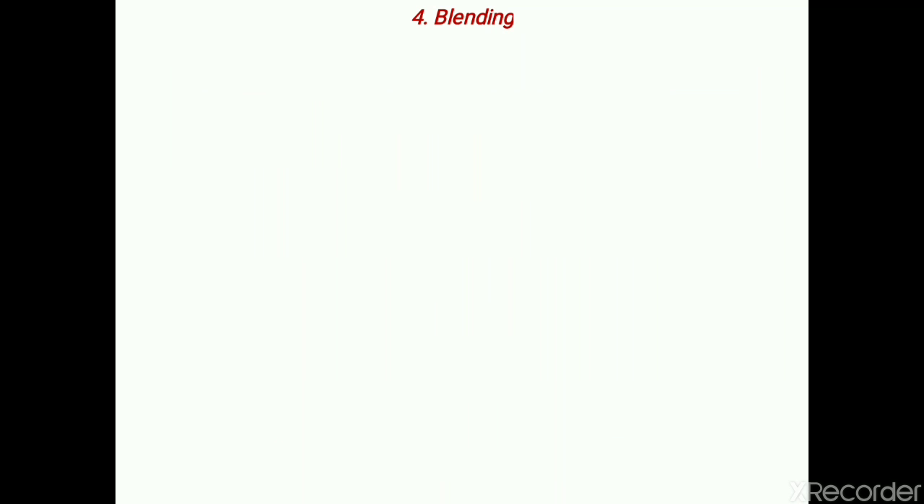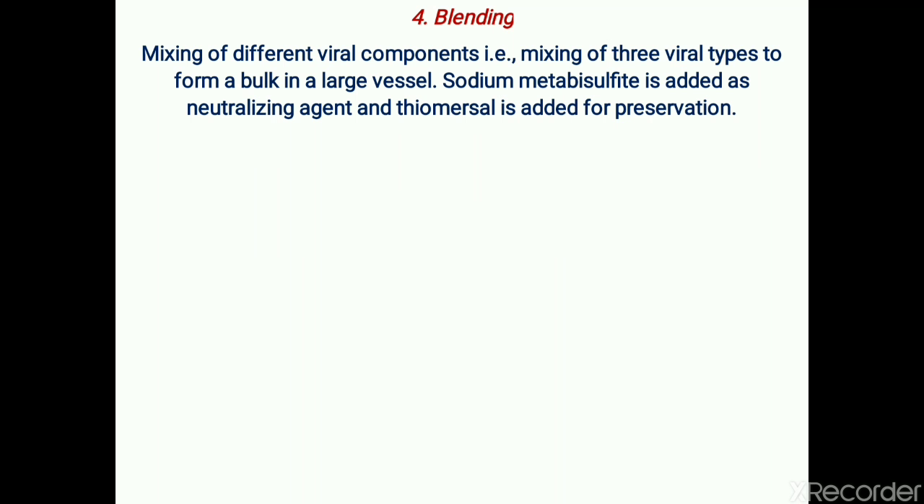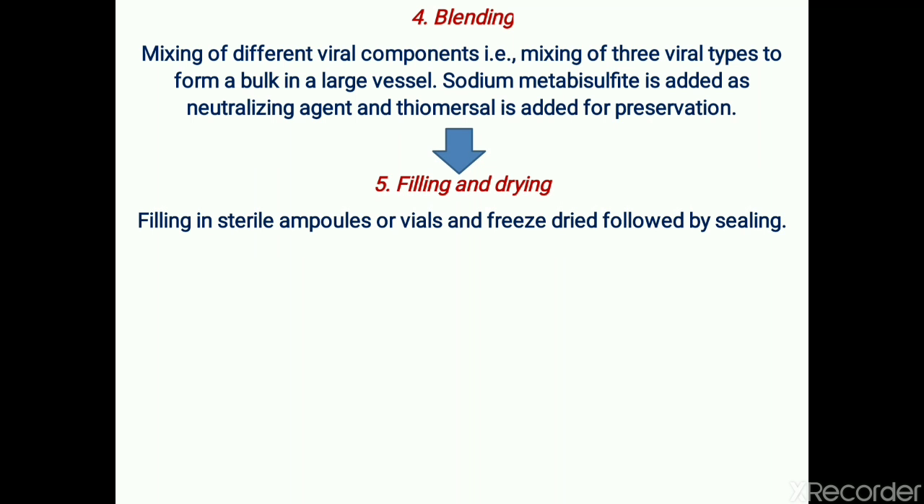The next step is blending. In simple words, blending means mixing of different viral components, that is, mixing of three viral types which were prepared separately. Now they are mixed to form a bulk in a large vessel. A neutralizing agent such as sodium metabisulfite is added along with thiomersal for the sake of long-term preservation.